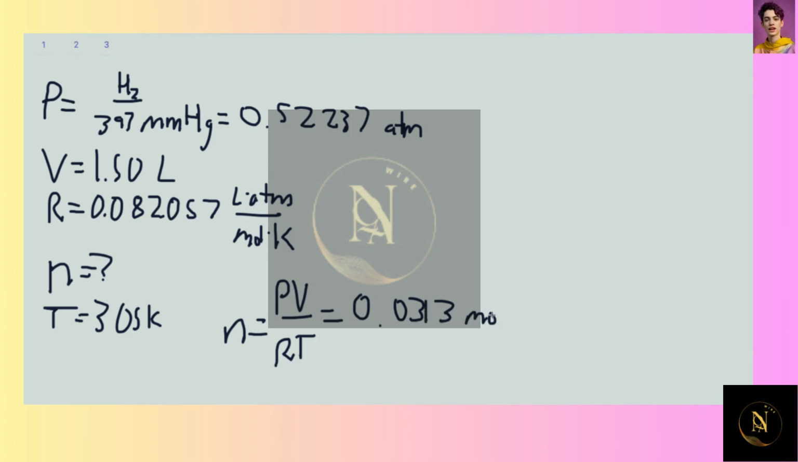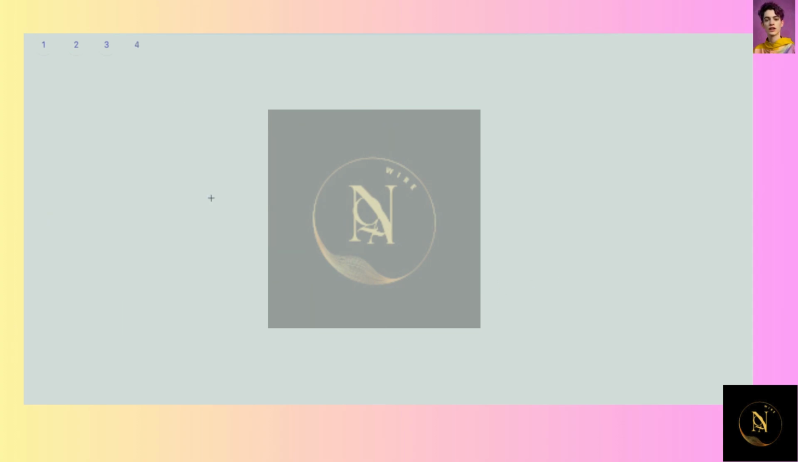0.0313 moles of H2. However, since there are 2 moles of H2 for every 1 mole of CO, we want to divide this by 2 when comparing to find the limiting reactant. When we divide this number of moles by 2, we get that there are less than there are for CO, which means that H2 is our limiting reactant. So our limiting reactant is H2.